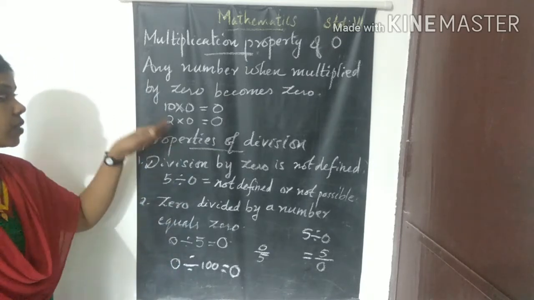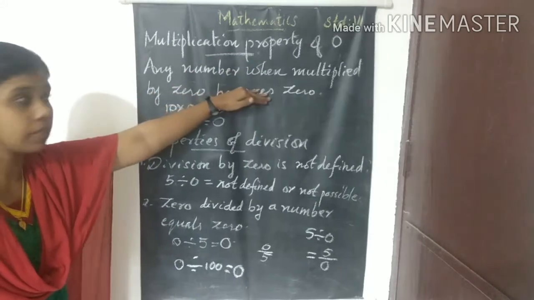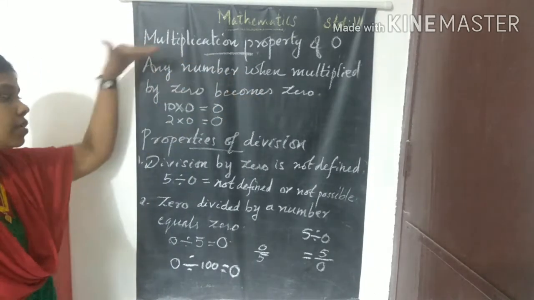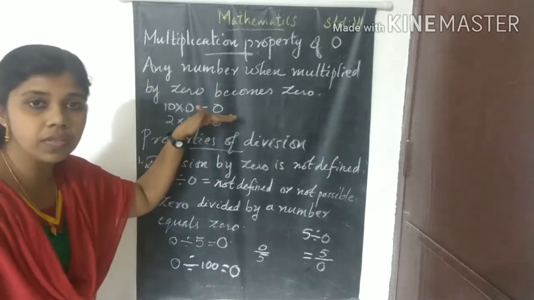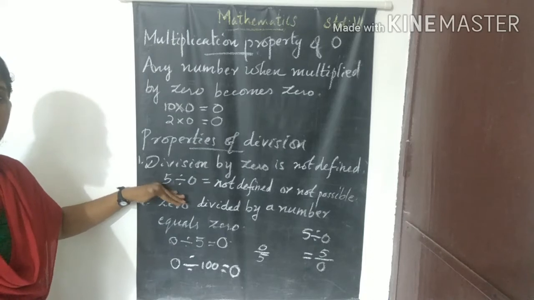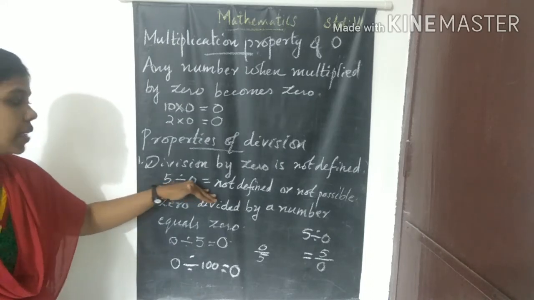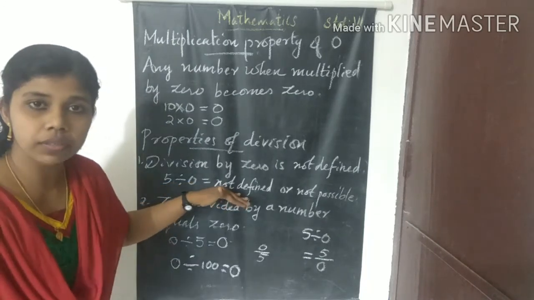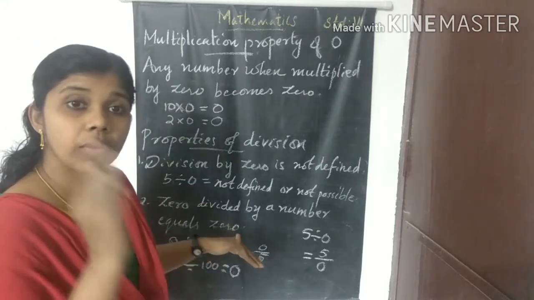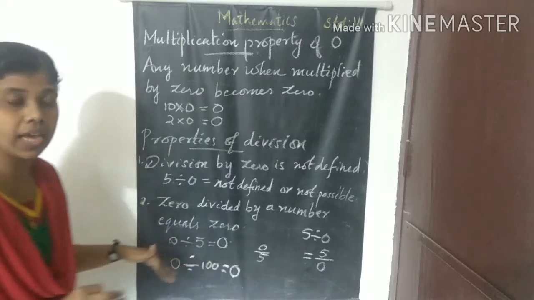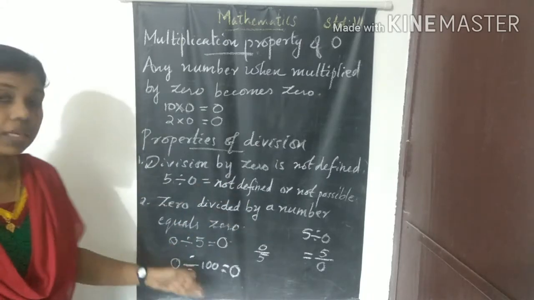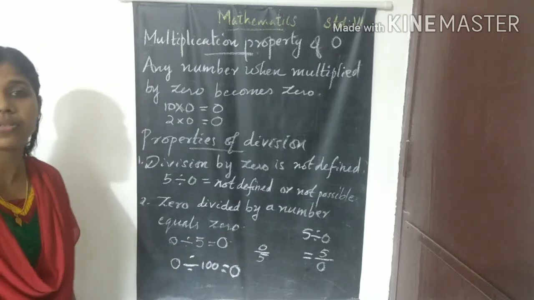Okay. First one, the multiplication property of 0. Any number multiplied by 0, the answer is always 0. Next, in division, what? Any number divided by 0, the answer is not defined. Okay, that means it is not possible to find that answer. Okay, next, 0 divided by any number, then the answer is always 0.